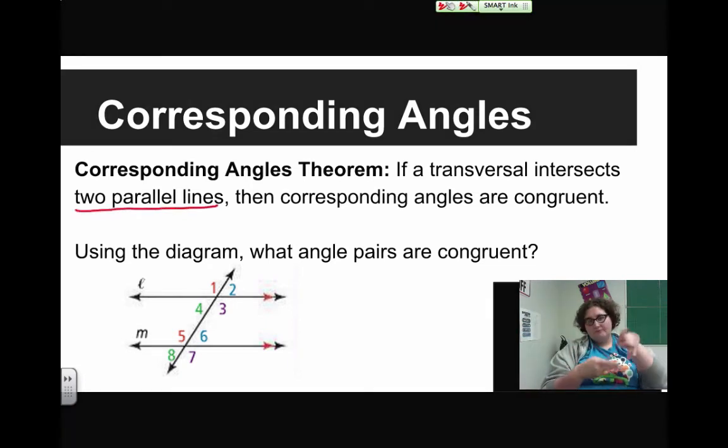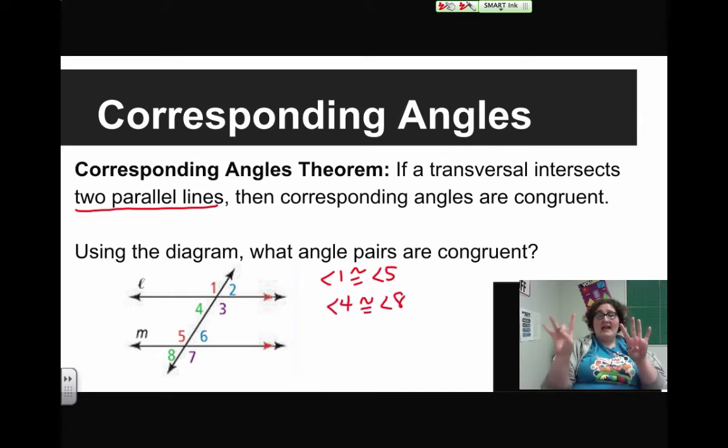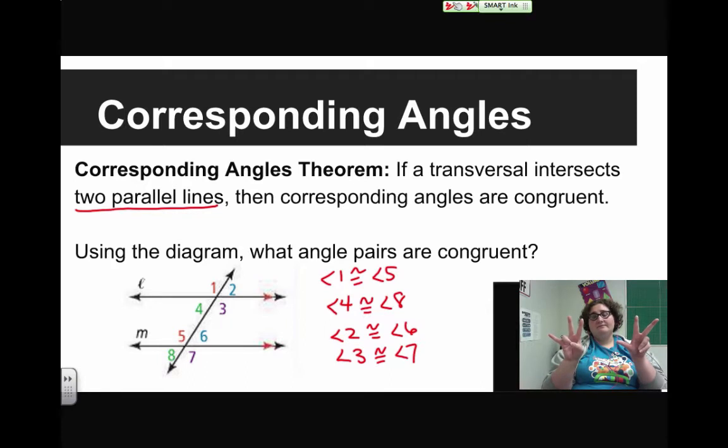Using the diagram, it asks what angle pairs are congruent. If it's corresponding angles, we know it's going to be angle 1 and angle 5. So instead of saying congruent, we can use the congruent symbol. Angle 1 is congruent to angle 5. Angle 4 would be congruent to angle 8. Angle 2 is congruent to angle 6. And angle 3 would be congruent to angle 7.